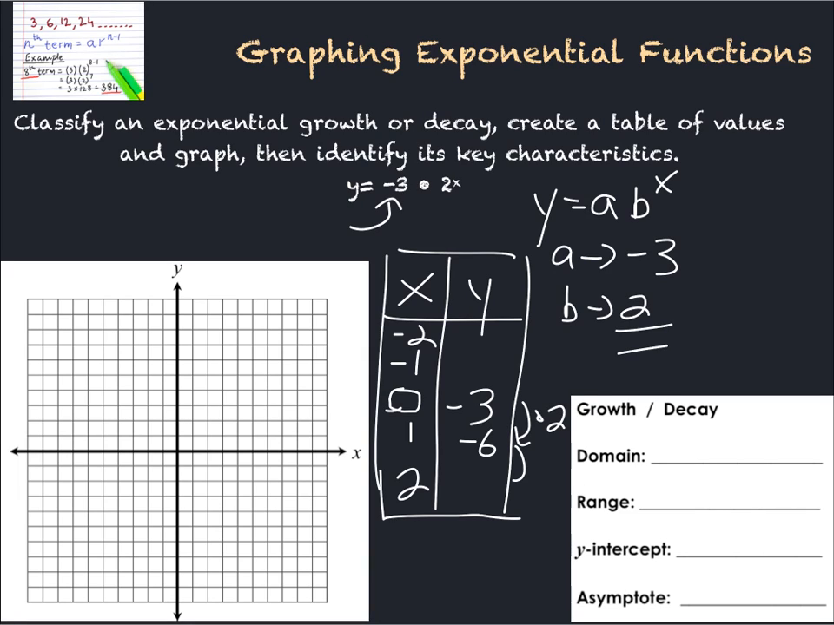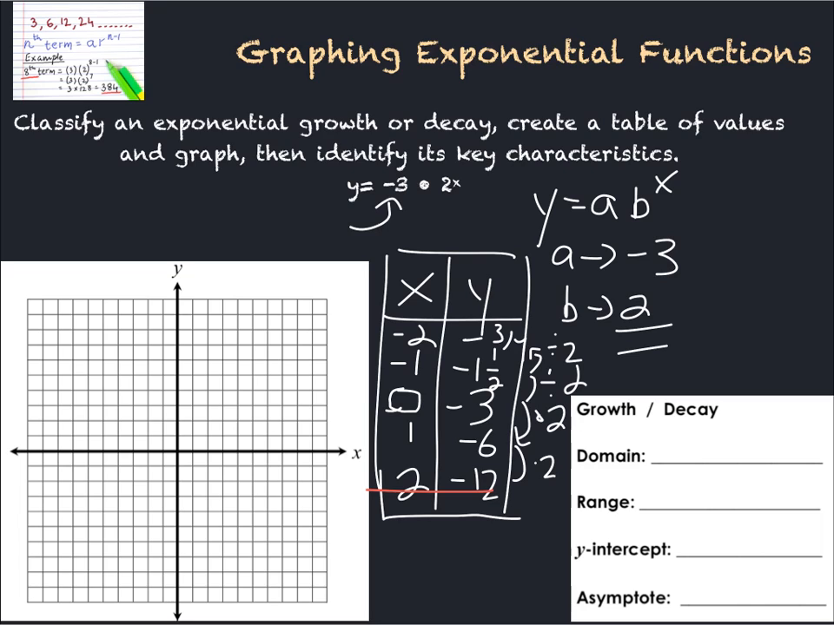And then -6 times 2 would be -12, which we wouldn't be able to fit on our graph, just like our last example. And if we go backwards, we divide by 2. Okay, so -3 divided by 2 would be -1 1/2, and if we divide by 2 again, that would be -3/4.